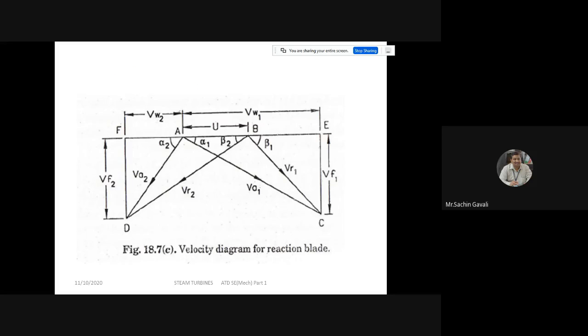Okay, this is the diagram. Now, the only thing is that here in our diagram, V2, they have taken it this way. There is a problem. This will be V2, and this will be V1.